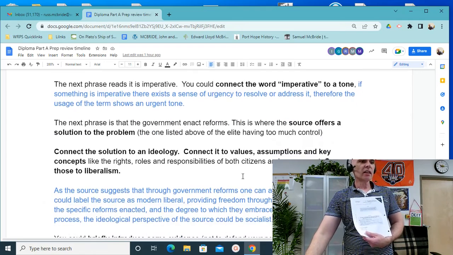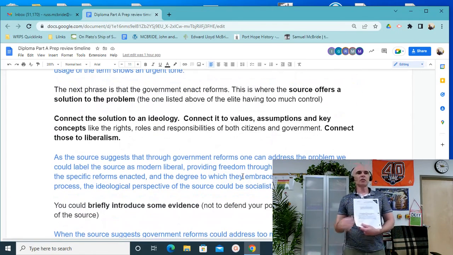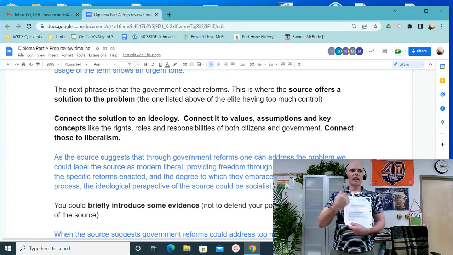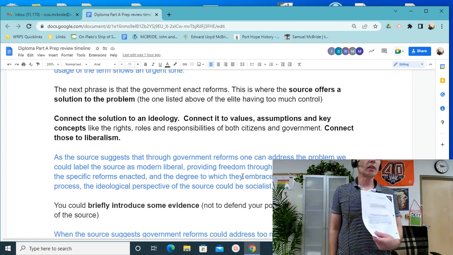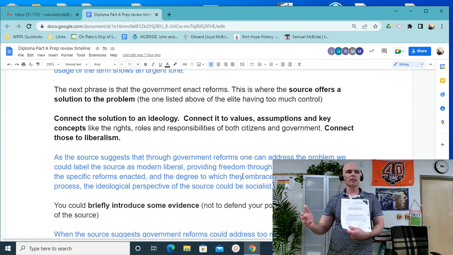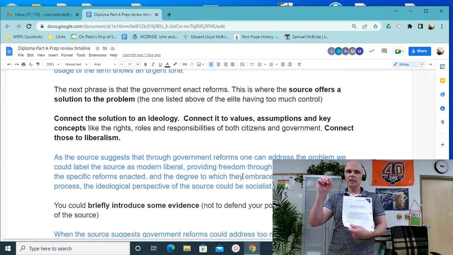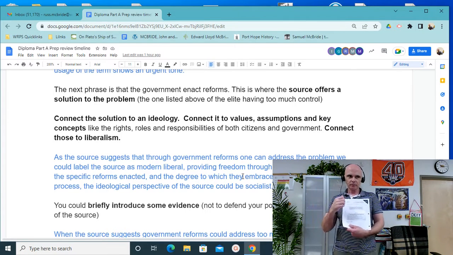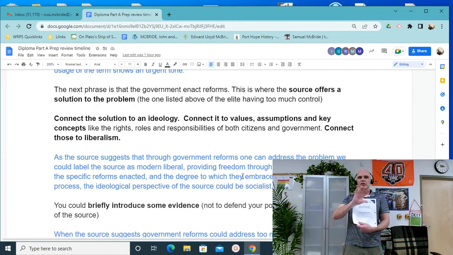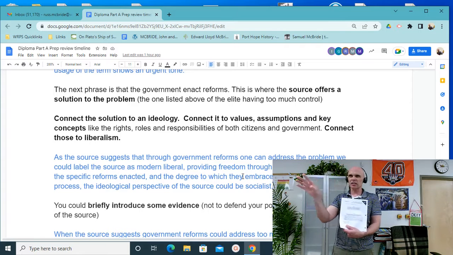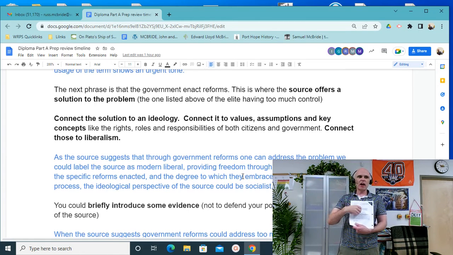The next phrase is that the government enact reforms. This is where the source offers a solution, right? So now I can connect that solution to an ideology, connect it to values, assumptions, and key concepts, like the rights, roles, and responsibilities of citizens and government. Connect those things to liberalism. That's the assignment. So once I get to the solution, I need to connect the solution to the values the solution is promoting, or the values the solution is attacking. These values are connected to assumptions about how society should or does work. These values are connected to certain roles of government or citizens. And those things should connect to liberalism.